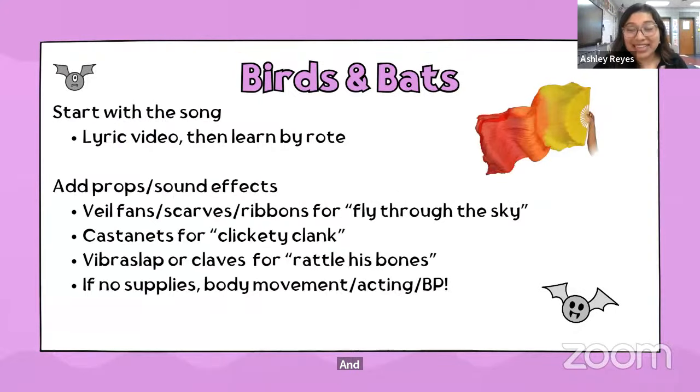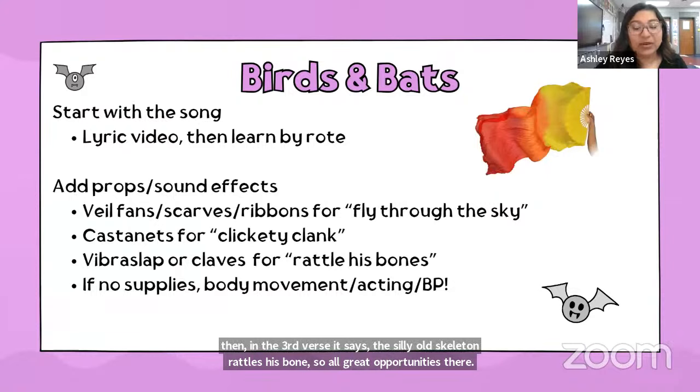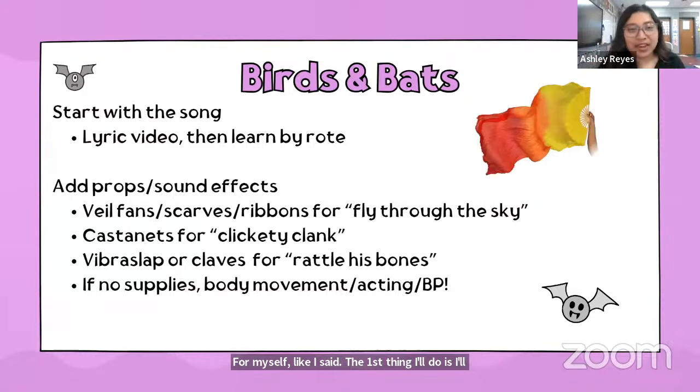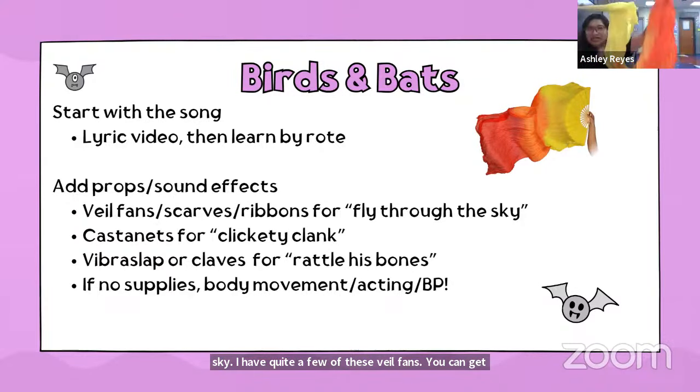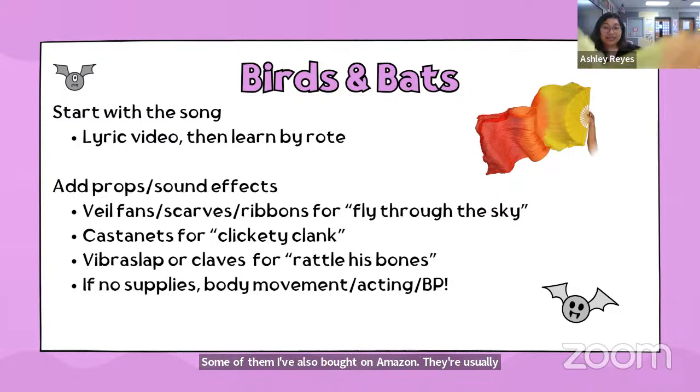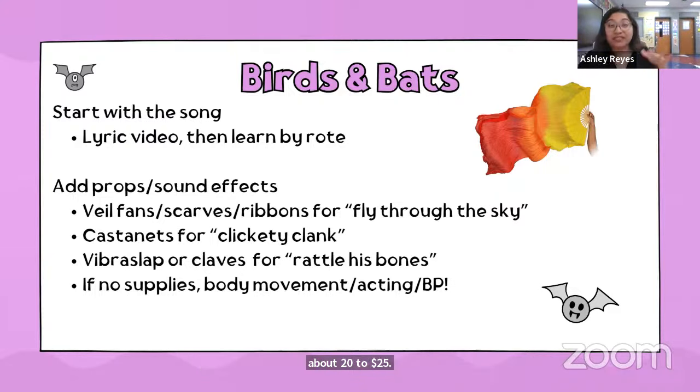For myself, the first thing I'll do is play that lyric video and they'll start to get it in their ears. And then I will teach it by rote. And then I'll add those props and those fun sound effects. So for the birds and bats flying through the sky, I have quite a few of these veil fans. You can get them on a lot of different elementary music sites where you can buy things. Some of them I've also bought on Amazon. They're usually about $20 to $25, but these are great for that flying through the sky.